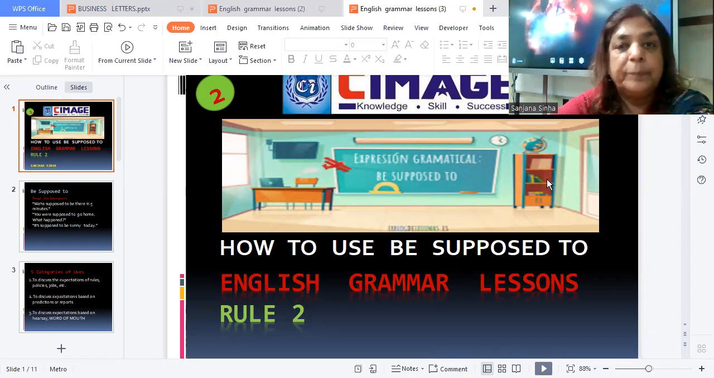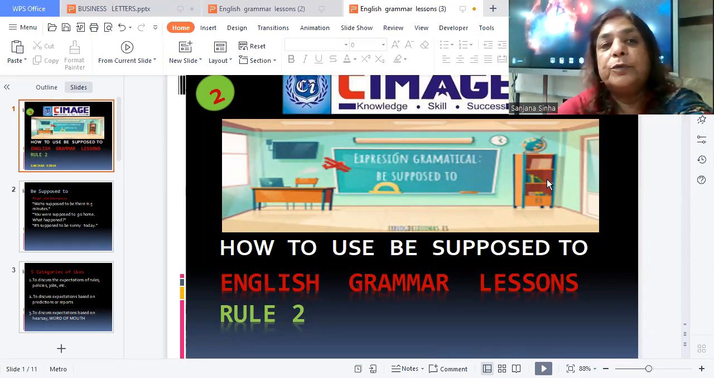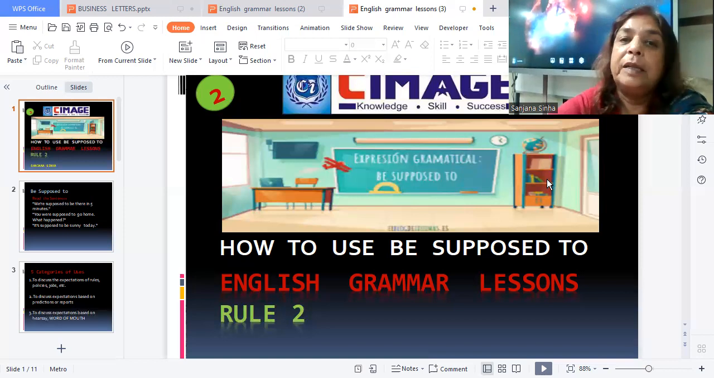The expression was "supposed to": what you're supposed to do, what you're not supposed to do. The first rule was discussed when we were talking about rules and regulations: you are not supposed to use mobiles in the class. You're supposed to come on time. The negative and the positive aspect is there. For example, the sentences in the first rule, about rules and regulations.